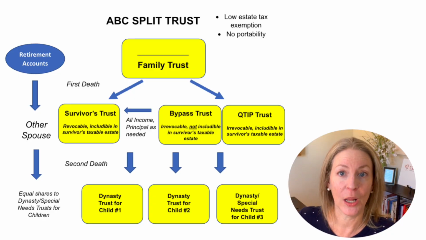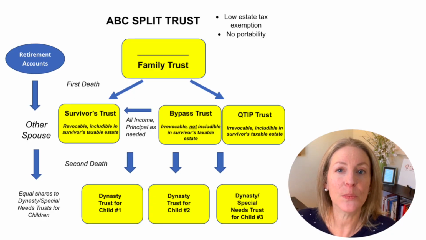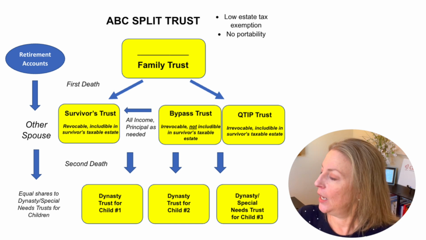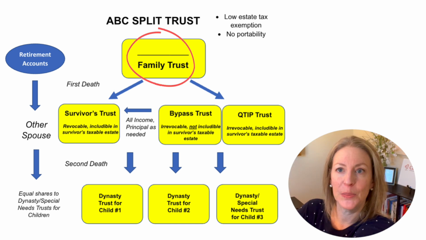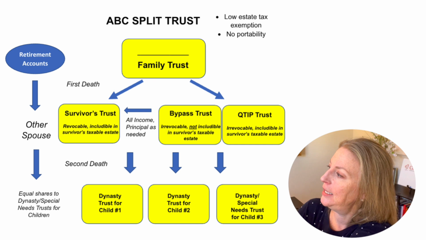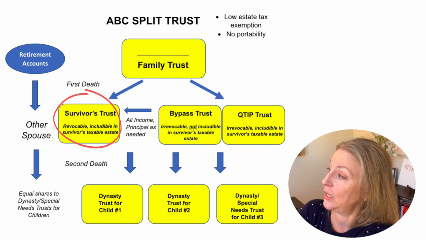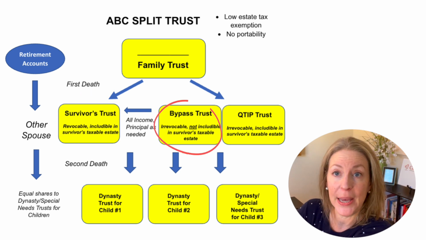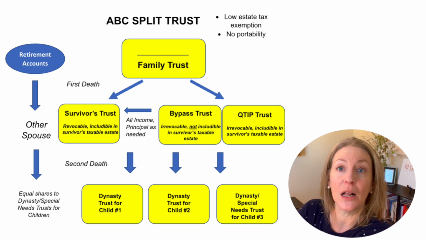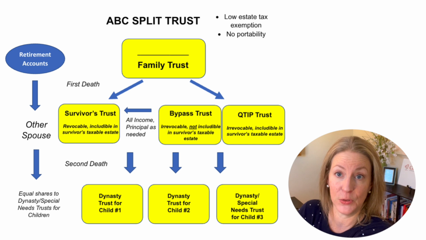So I talk about this chart. You may have seen it in prior videos, but this is the way a lot of people have drafted their trust, especially before 2012, all right? Where you see that you have the family trust, and upon the first death, it splits into 2 or 3 sub-trusts. So we have the survivor's trust, we have the bypass trust, which captures all of the estate tax exemption for the deceased person.